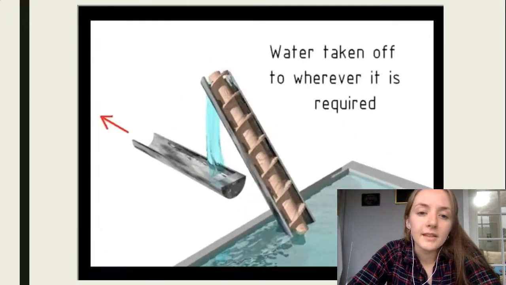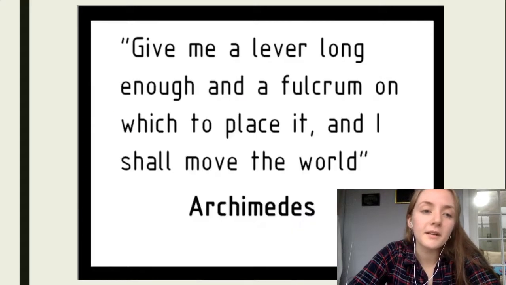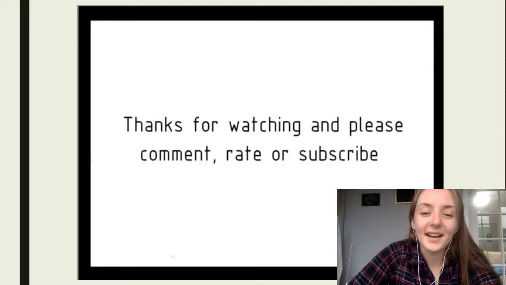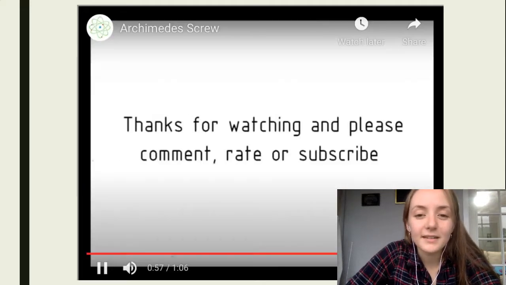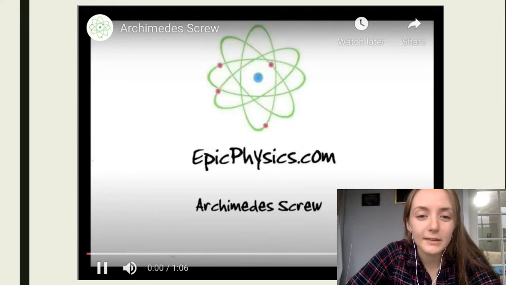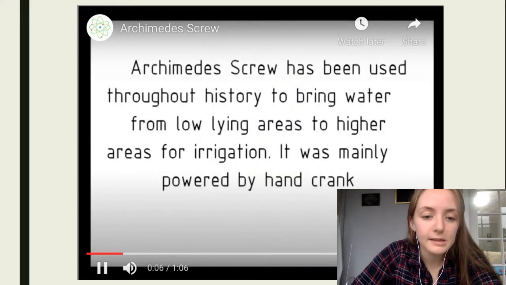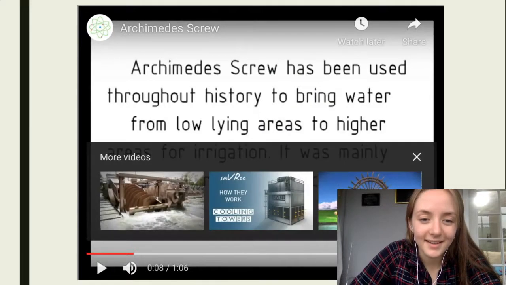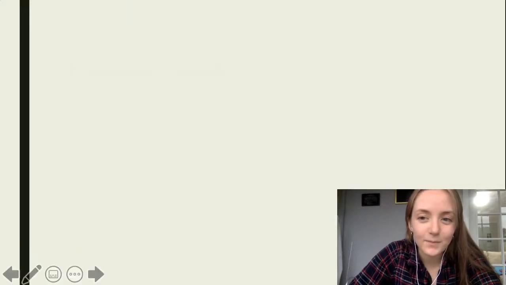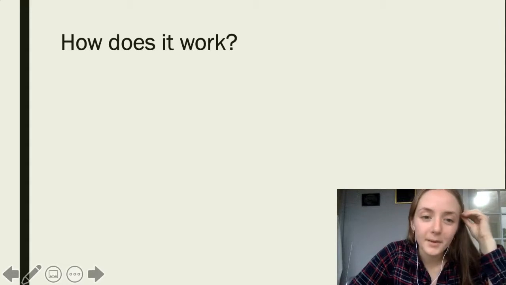So you can see that it takes the water from a lower reservoir to a higher reservoir. In my next slide, it's a nice little quote from Archimedes. In my next slide, I will attempt to explain how this works, how we do this. Oops, oh dear, I'm playing the video again. You don't want to see it again. Right, so how does it work?